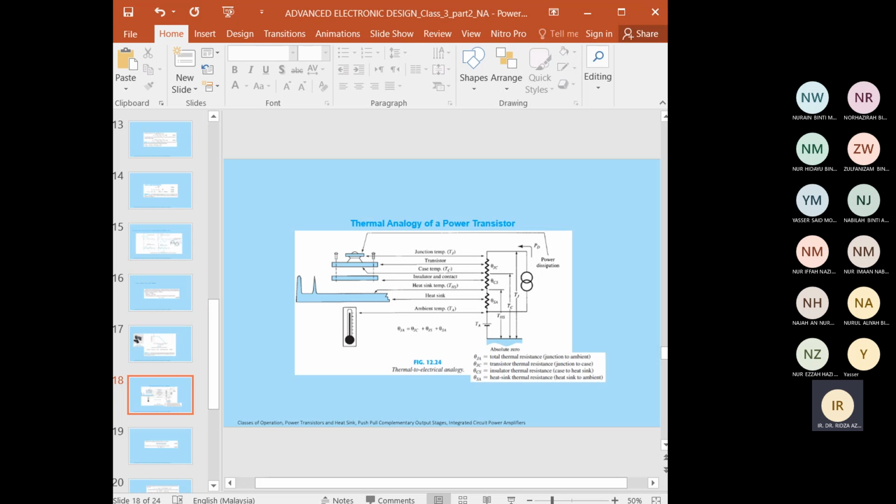All right. So this is the thermal to electricity analogy. This is how we convert from thermal to the electrical analogy. From that electrical analogy we can calculate mathematically. Okay. So the thermal analogy of the power transistor, as you can see in figure 12.24.